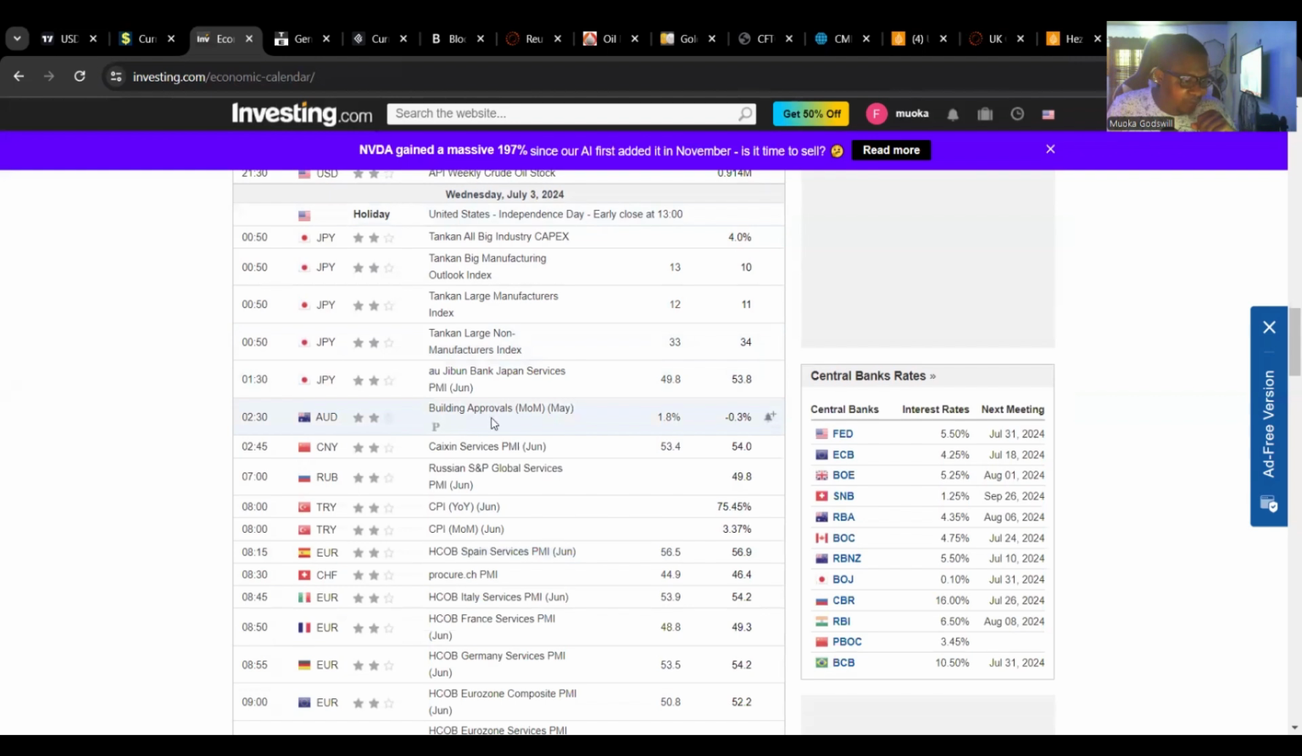AUD building approvals, inflationary, 1.8 to minus 0.3%. You can see why we're anticipating strength coming into the AUD, and why we're anticipating the Reserve Bank of Australia to increase their rates, which is going to make money flow into the Australian economy. The economy is doing well. These are inflationary pressures.